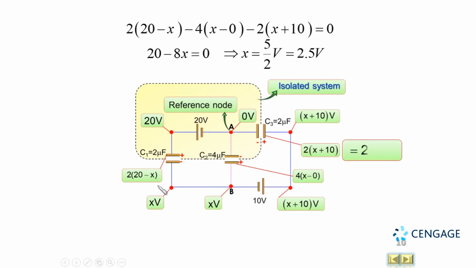So let us find the charge of this. You can observe here X equal to 2.5, that is 12.5 multiplied by 2, which equals 25 microcoulomb. Now come to this. This equals 2 multiplied by 17.5, which should be equal to 35 microcoulomb, and here this is 4 multiplied by 2.5, which equals 10 microcoulomb, and this is 35 microcoulomb. These are the charges on the different capacitors.